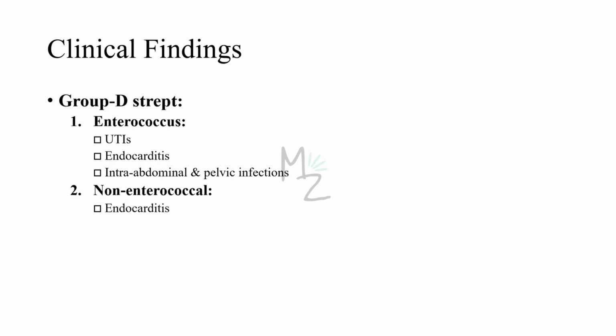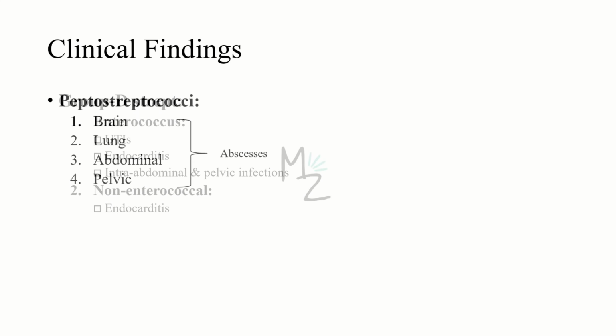Group D strep includes enterococcal infections like UTIs, endocarditis, intra-abdominal and pelvic infections, and also non-enterococcal infections like endocarditis. Peptostreptococci is responsible for causing abscesses in different parts of the body like brain, lung, abdomen, and pelvis.